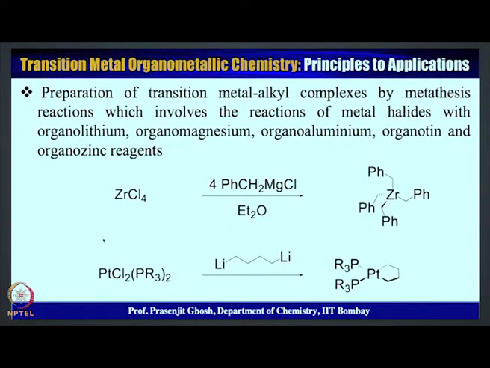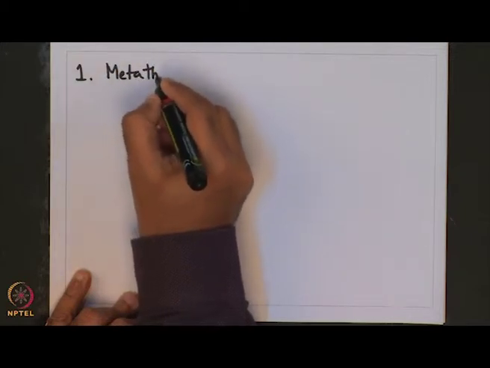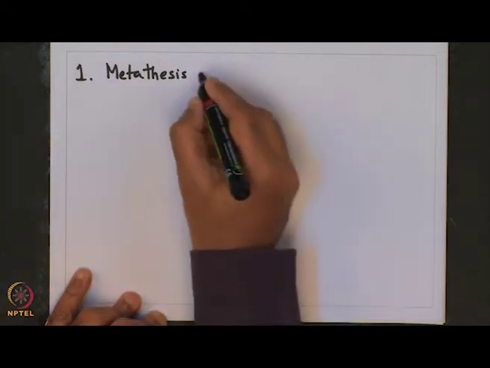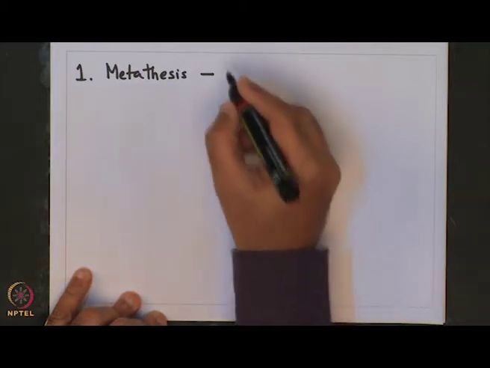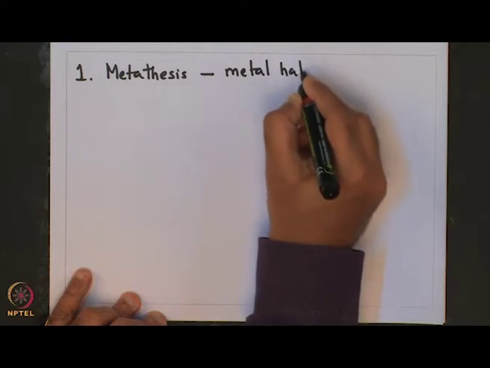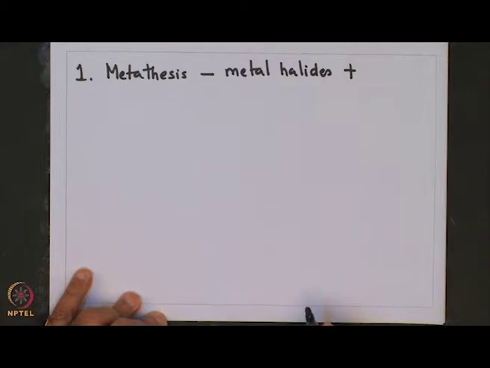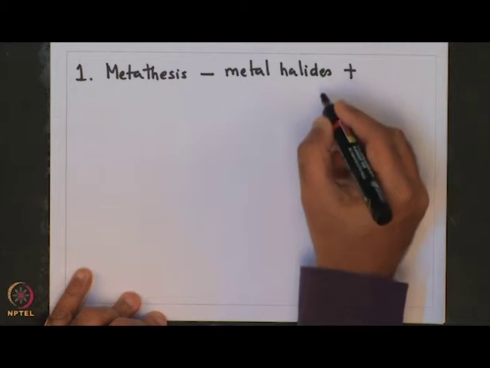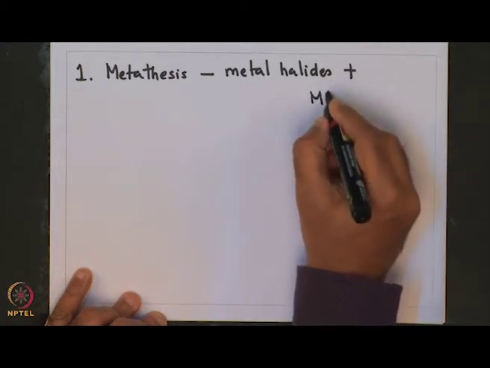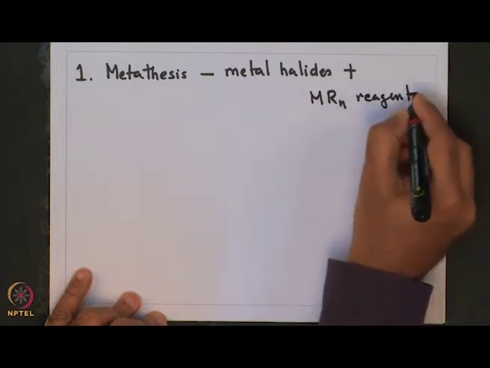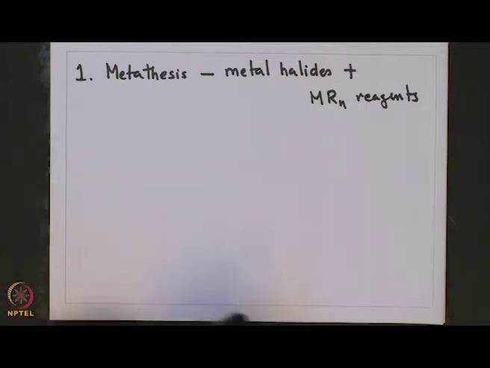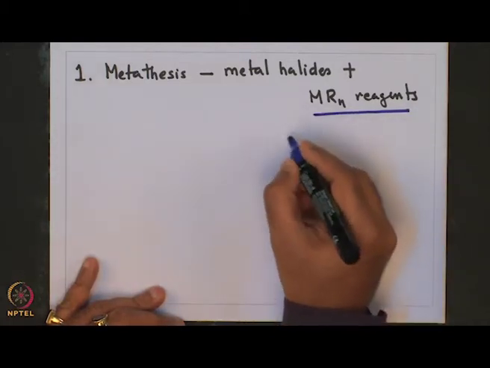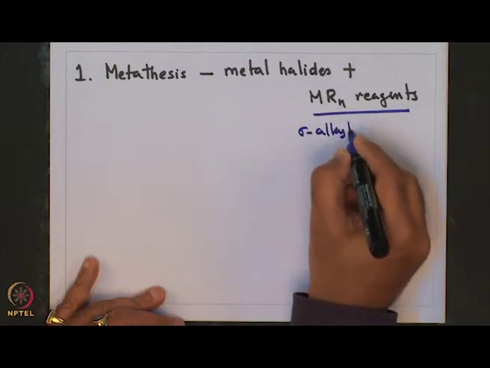So, let us take a look at different methods that are used for preparing them. The first and the foremost is a method called metathesis reactions, that involves reaction between metal halides plus organolithium, organomagnesium, organoaluminium and organozinc reagents. So, these organozinc, organomagnesium, organotin reagents are all sigma alkyl complexes.